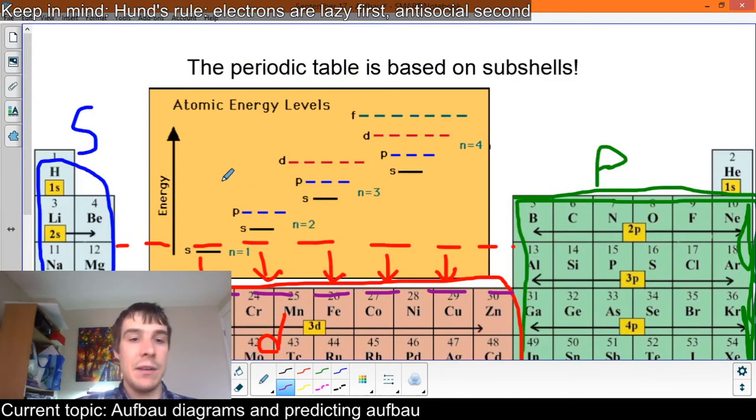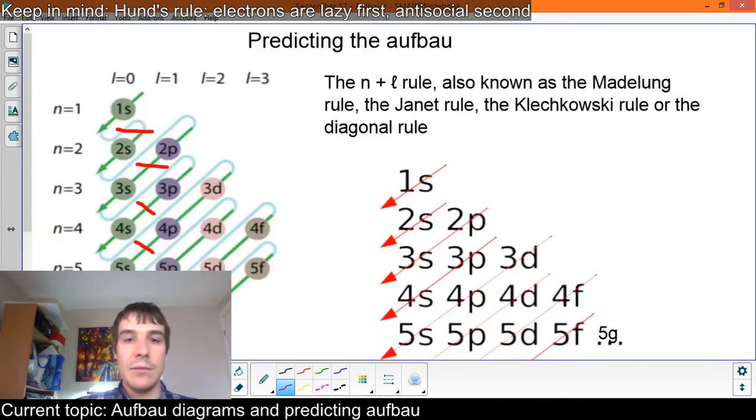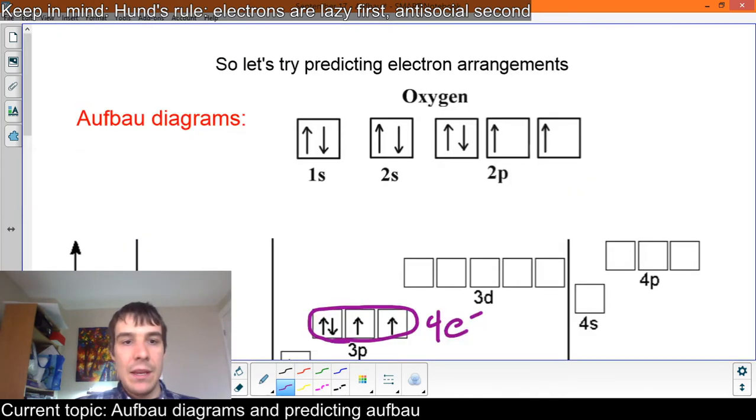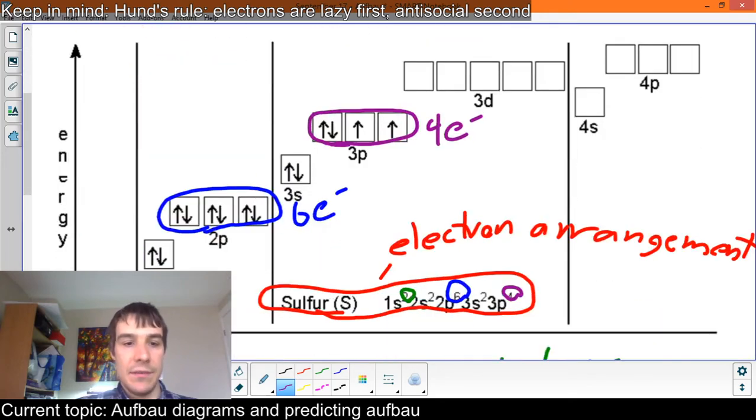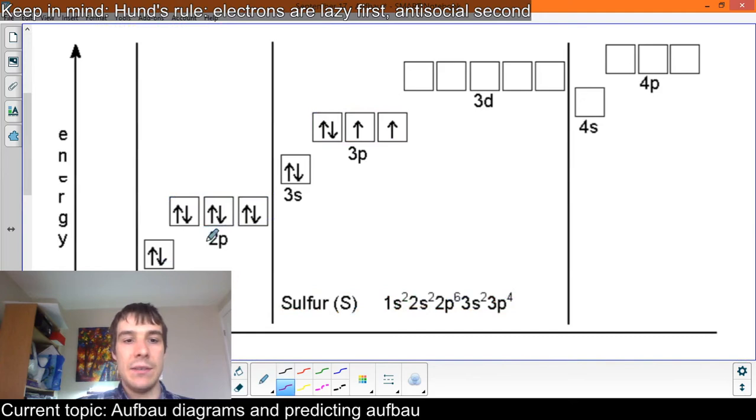You just look at your periodic table, or you can use the diagonal rule. That's how you would predict it. And then that'll help you draw something like this. Okay, we have here 1s, 2s, 2p, 3s, 3p, 4s. There's the next one, 4s after 3p because it's not 3d, and then 3d, 3p, and so on and so forth. So this is sulfur's electron diagram or Aufbau diagram.